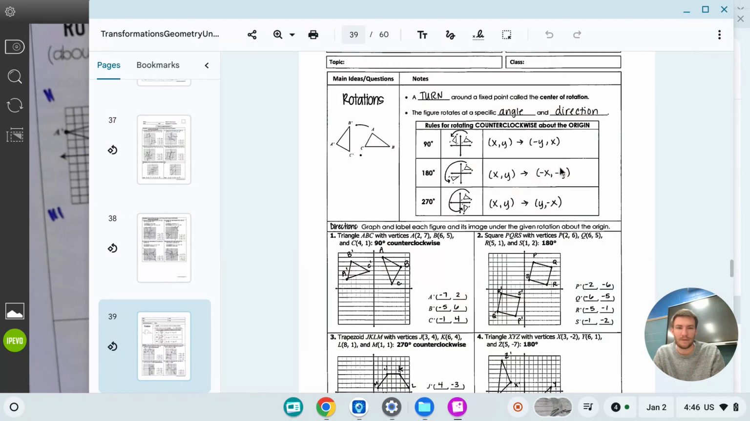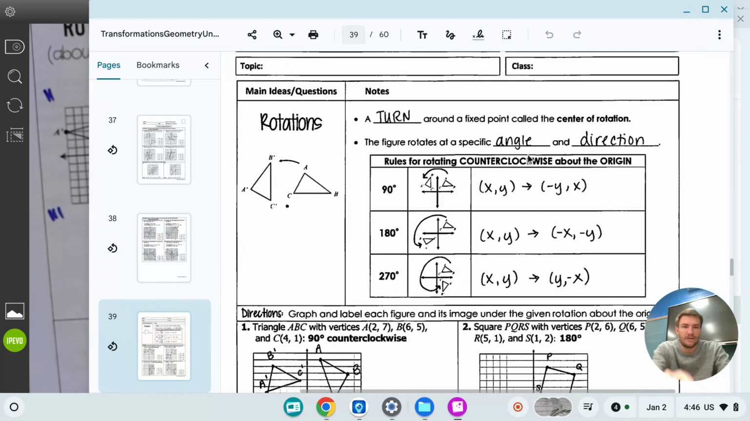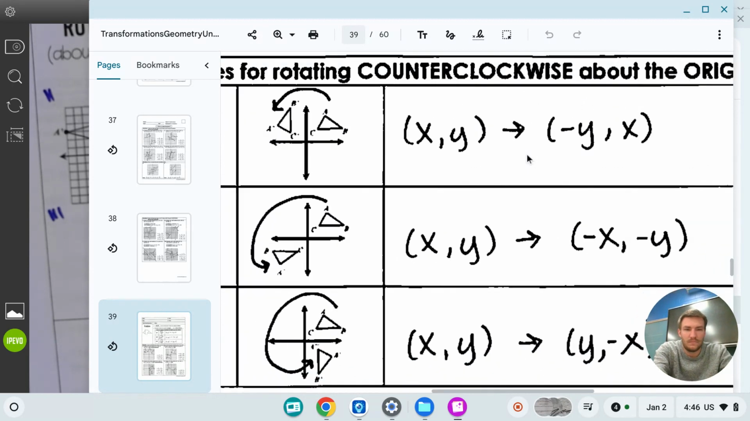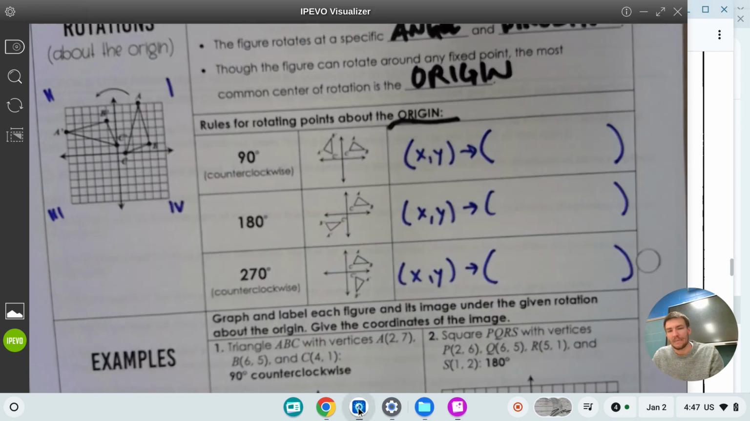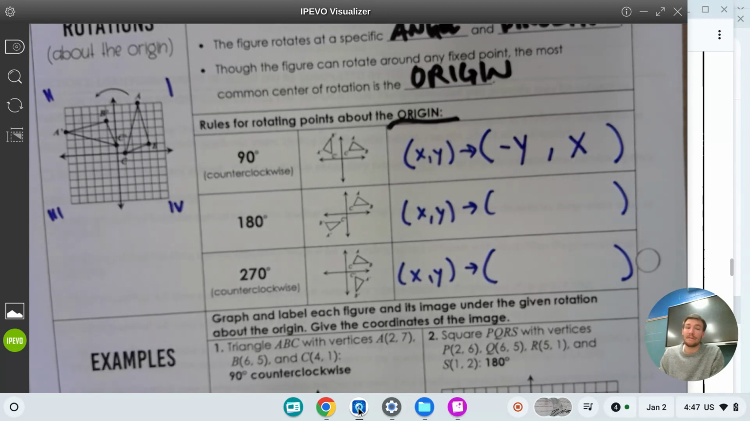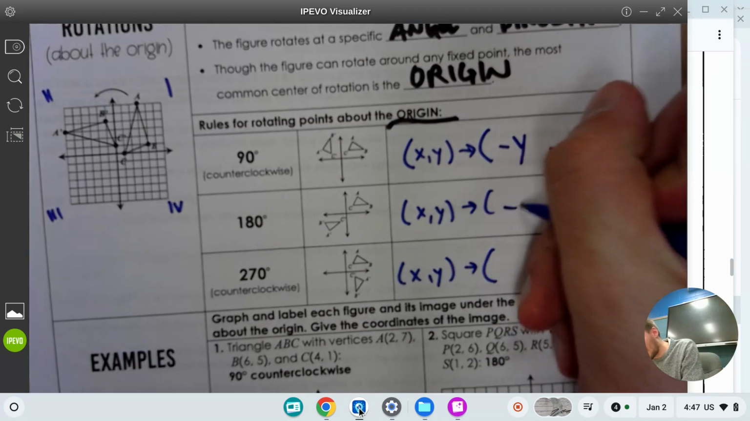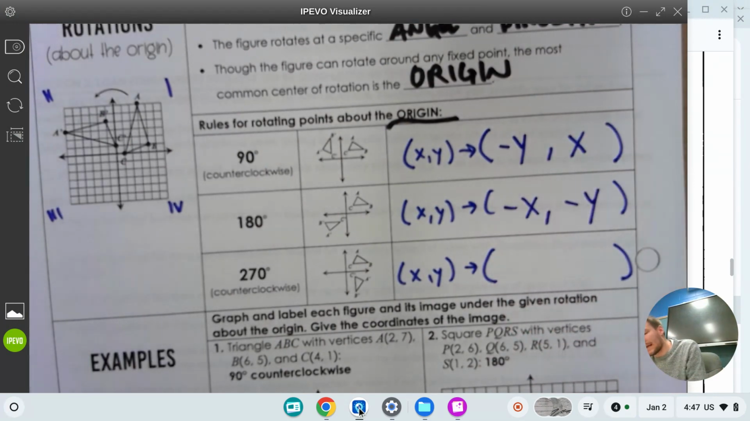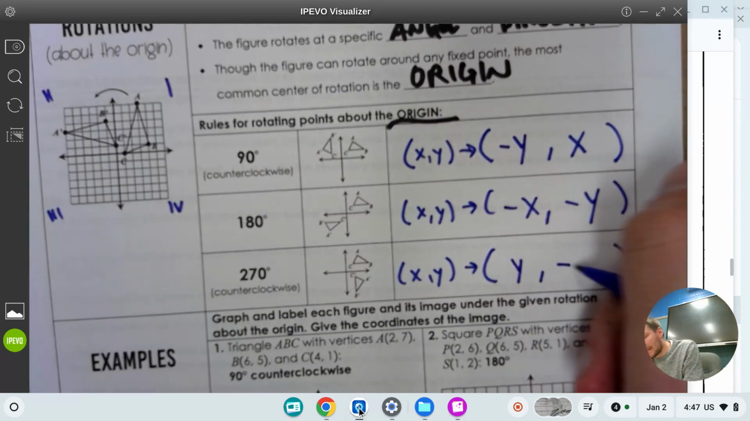And I got the key right here. Boom. The world's slowest zoom ever, I guess. There we go. So we're going for (negative y, x). And this is going to be an open notes test, so make sure you take some good notes. This would be a very important thing to take notes on. Then we're going to have (negative x, negative y). And then we're going to have (y, negative x).